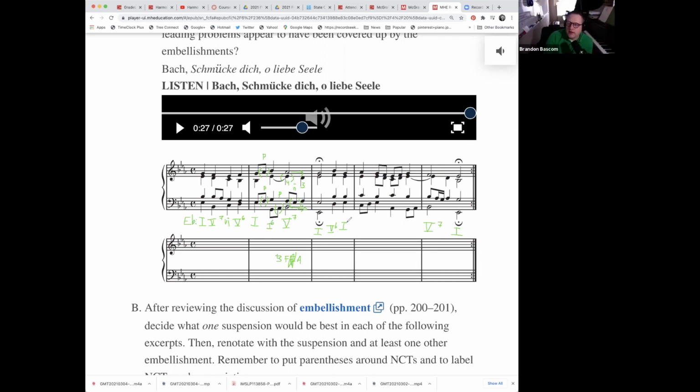All right, next chord. We got an A flat, a C, and an E flat. Is that a 4 chord? That is a 4 chord in first inversion, right? Yeah. Nice work. What are we calling that D there? Passing tone. Passing tone.